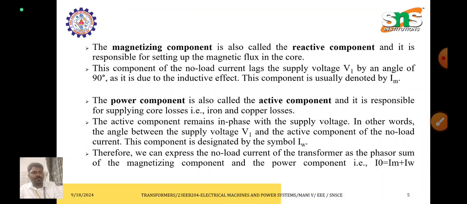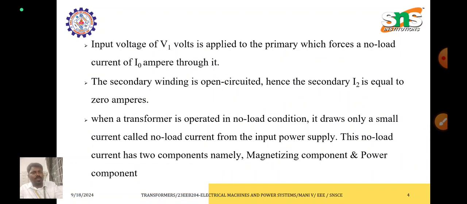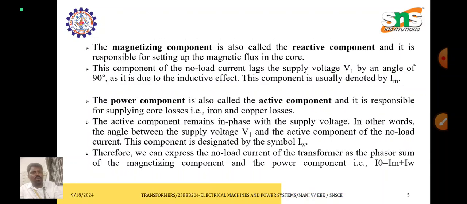Here under this no load condition, it has two components. One is the magnetizing component, or the reactive component, and another one is the power component, which may be called the active component or the working component. The magnetizing component is responsible for setting up the magnetic flux in the core.